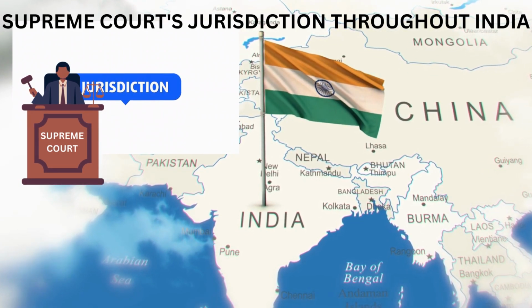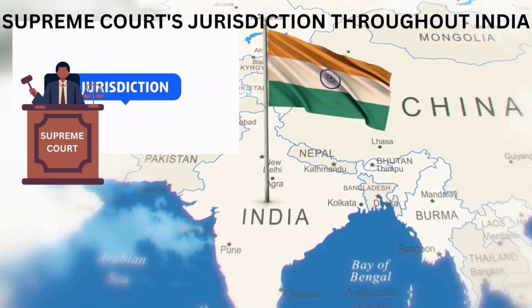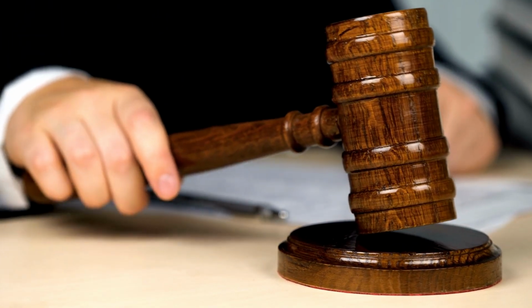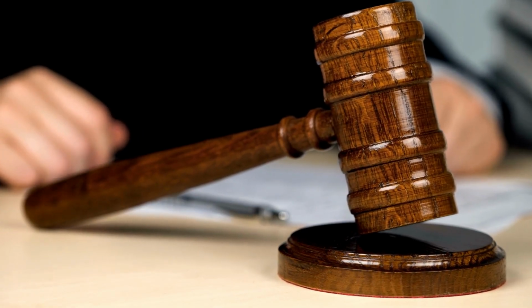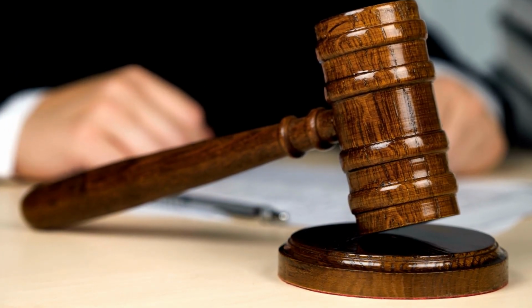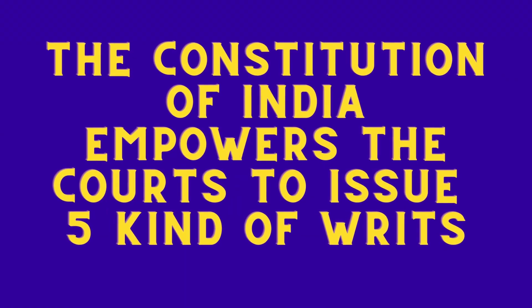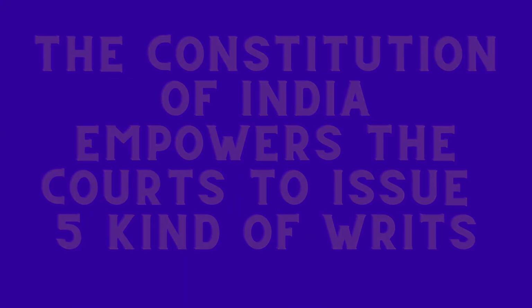So friends, whenever fundamental rights are violated, people can directly approach the Supreme Court, but in some cases, they will also be answerable as to why they came to the Supreme Court directly rather than approaching the High Courts. Now let's look at the writs that are provided under the Constitution. The Constitution of India empowers the courts to issue 5 kinds of writs.